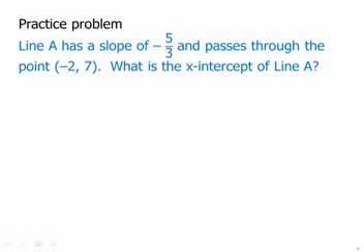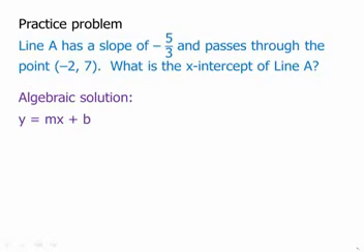The first is what I would call an algebraic solution. So here we're going to write y equals mx plus b. We know the m, so we're going to plug in the slope of -5/2, and we're also going to plug in the coordinates of the point, x equals -2 and y equals 7.